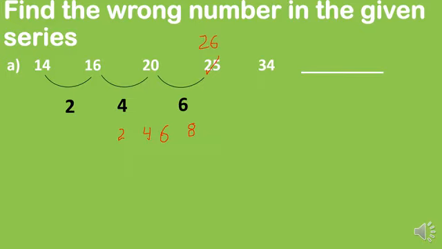Let's see the next series. Next number 26 plus 8 is equal to 34. So this is correct. In this series 14, 16, 20, 34 are correct numbers, but the number which is wrongly placed is 25. It should be 26 for making it correct, but 25 is given.